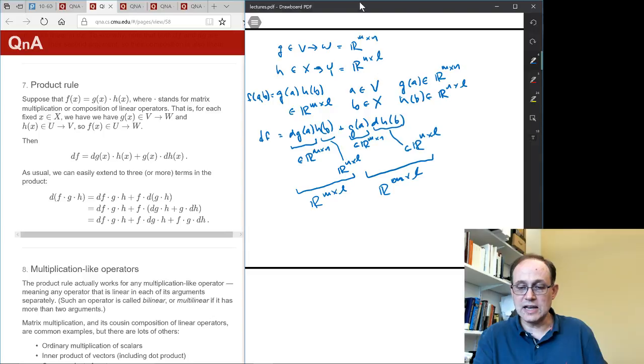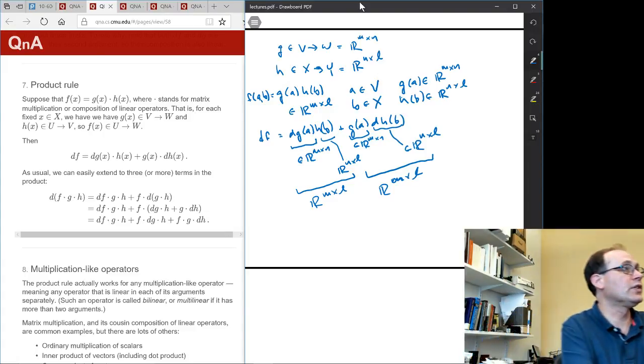So that's an example of how to type check a product rule. And like I said, this is actually a little bit more general than the example that I gave in section 7 here. So I think maybe after class I'll update section 7 to have the more general version.